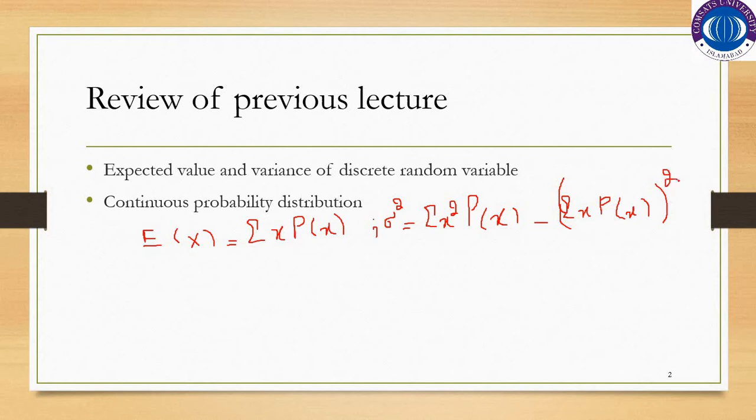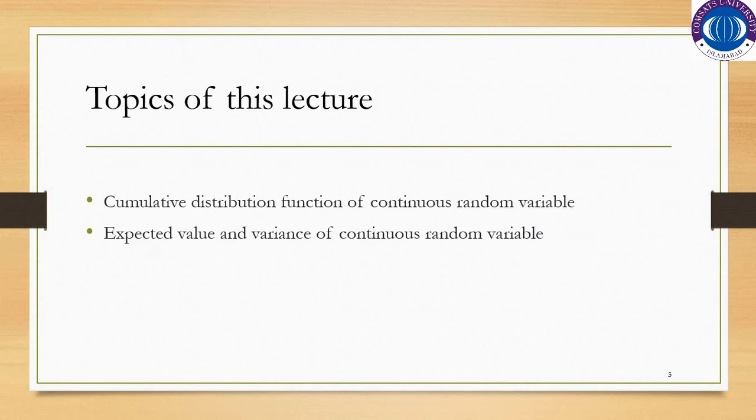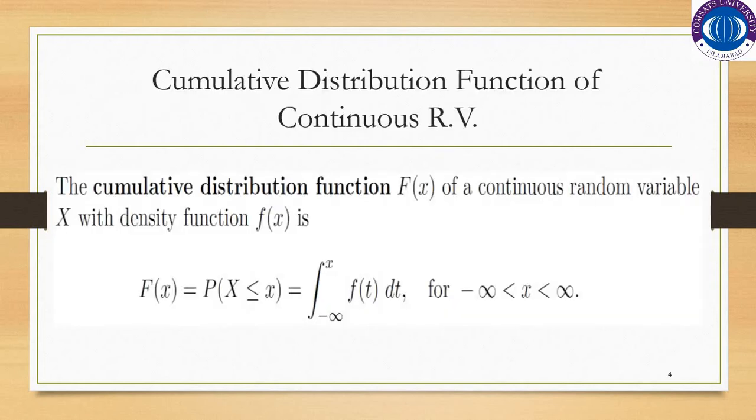Then we studied the continuous probability distribution, how to calculate the probability when the random variable is a continuous random variable. In the current lecture, we are going to study the cumulative distribution function of a continuous random variable, and the expected value and variance of a continuous random variable. Cumulative distribution function of continuous random variable.